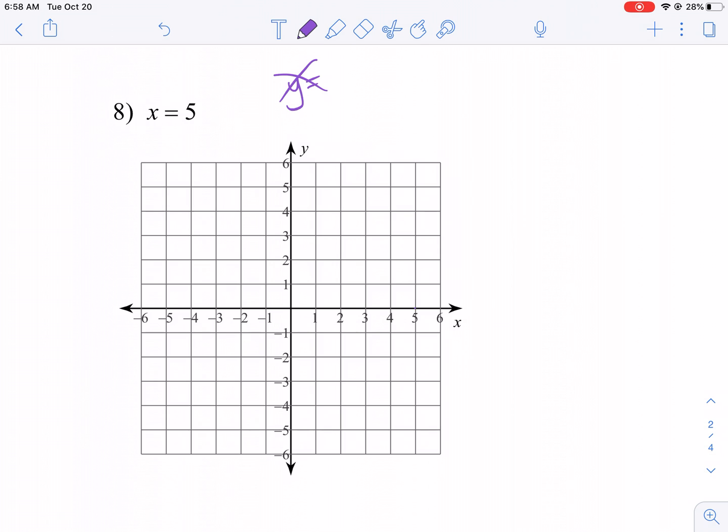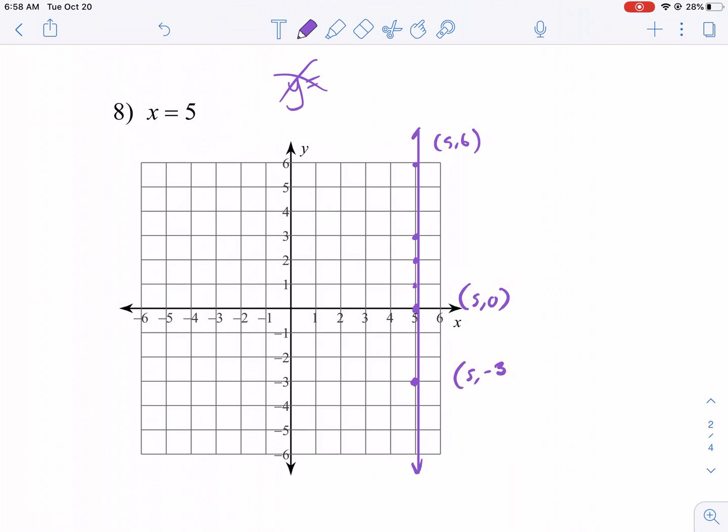X equals 5. Okay, we're just going to consider all the places where x equals 5. X equals 5 in all these spots. This would be the point (5, 6). This would be the point (5, 0). This would be the point (5, -3). Okay, what are you noticing? You're noticing that is a vertical line.